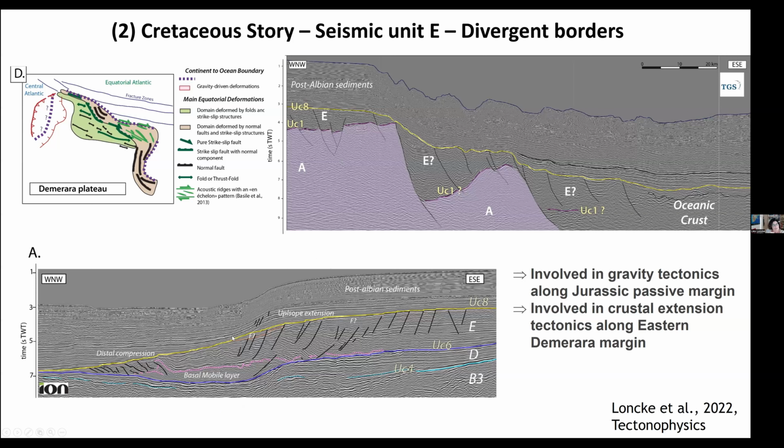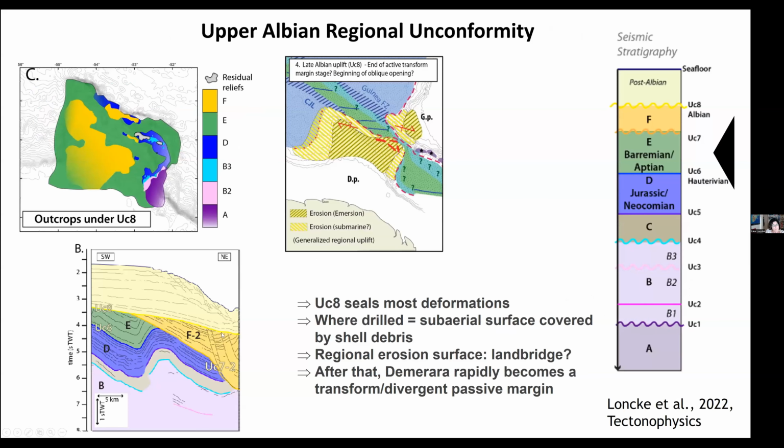Finally, all these units are strongly eroded by the upper Albian unconformity, which seals all deformations. This unconformity has been drilled. It consists of a subaerial surface covered by shell debris. And you see here the geological map under this unconformity. You see on this reconstruction that probably at the time when this upper Albian unconformity was created, Demerara and Guinea were emerged and probably forming a sort of land bridge between America and Africa.